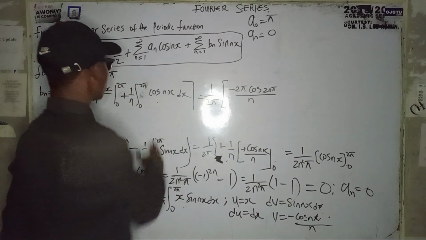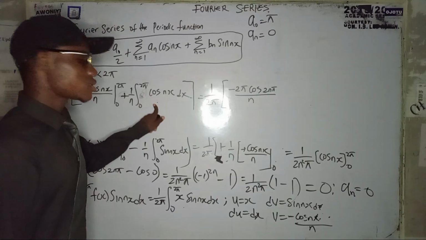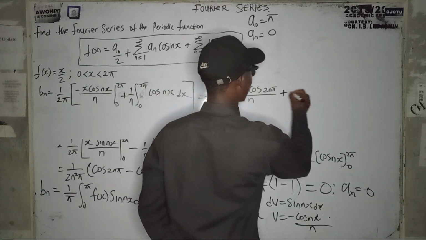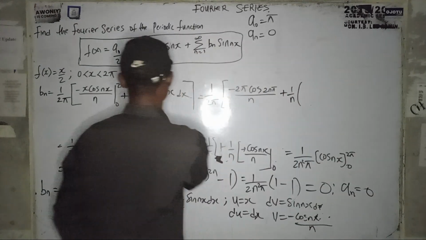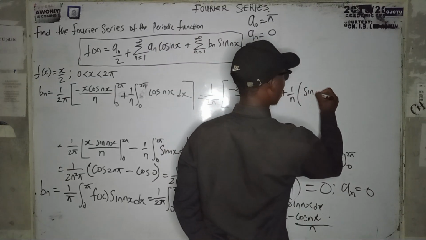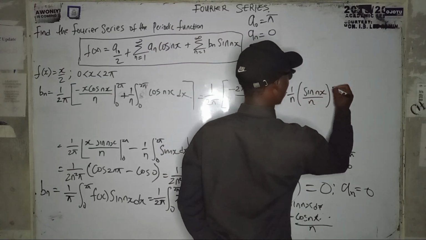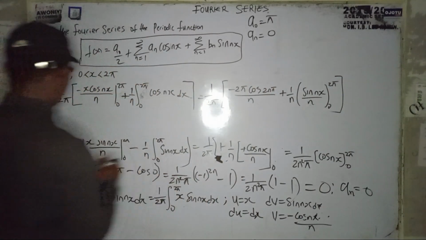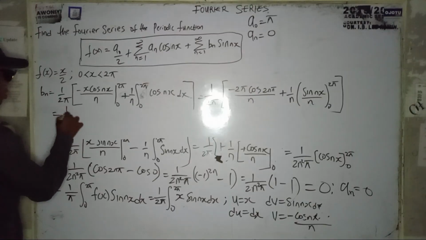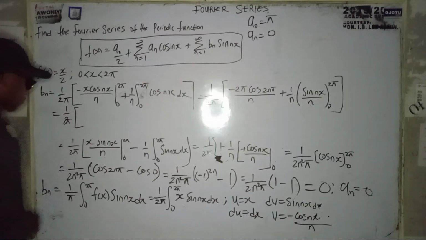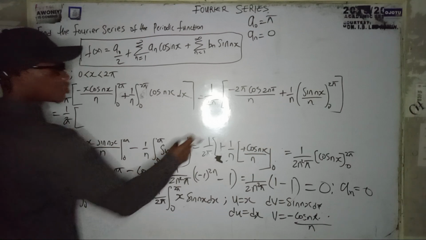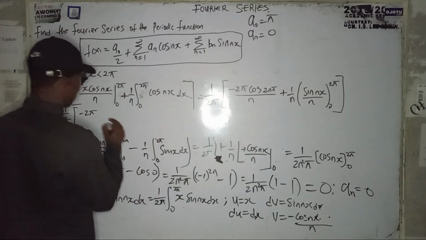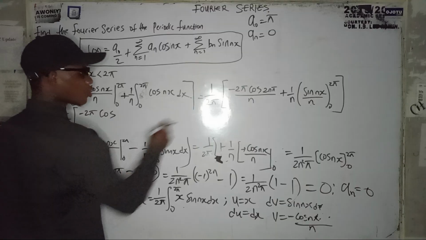And also for our integration here, when we integrate cos nx, it is going to give us sine nx over n. So therefore this will be equal to plus 1 over n, and the integration here will be equal to sine nx over n from 0 to 2 pi. Then that will be that. So now when we move on, it will be equal to 1 over 2 pi, minus 2 pi here will be minus 2 pi. Now we will have cos 2n pi.